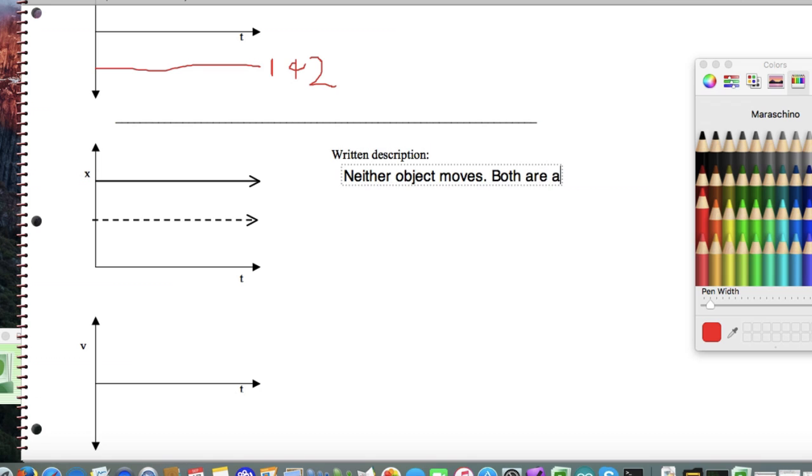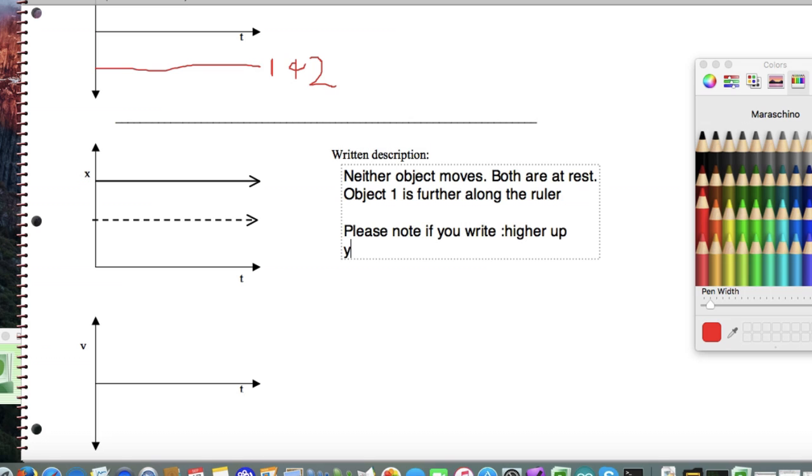Both are at rest. Object 1 is further along the ruler. And I'm going to write a note here. Please note, if you write higher up, you will be docked points. And the question I want to ask you is, why would I do that? And this is not a rhetorical question.